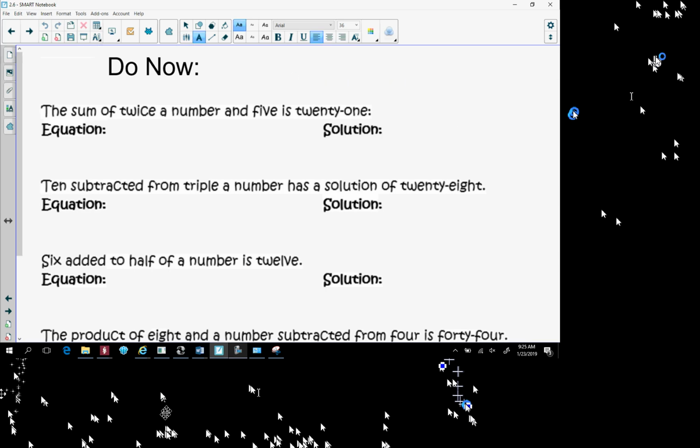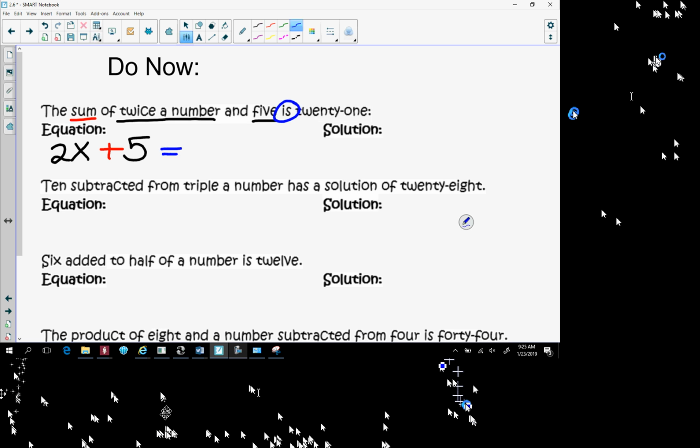Cool. So the first one says the sum of twice a number and 5 is 21. So first of all, what does sum mean? Add. So right away, I know since it says sum, I'm going to be adding. So make sure you're doing it with me in case you didn't get it. The sum of twice a number. So I'm going to use X as my number. And what's twice that number? 2 times X, or you could just write 2X. So it's the sum of twice a number, and the other number is 5. Is, what does is mean? Equals 21. So that was the first one.